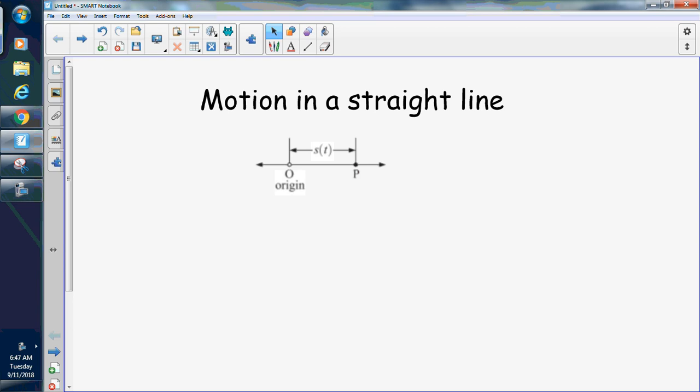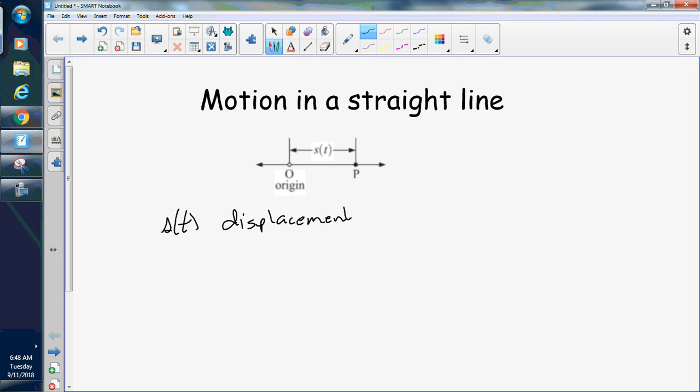Okay, today we're going to see how derivatives can help us model motion in a straight line. Suppose we have a particle P, and it's moving along a straight line, in this case horizontal. S of t represents the distance P is from the origin at any time t during the movement. In this case, S of t is what we call a displacement function. It shows the position of the particle, in this case P, at a particular point.